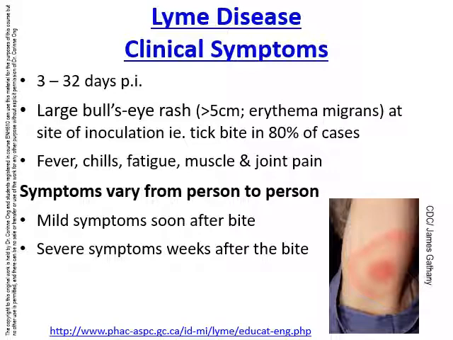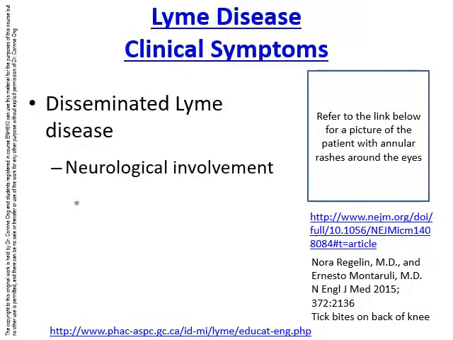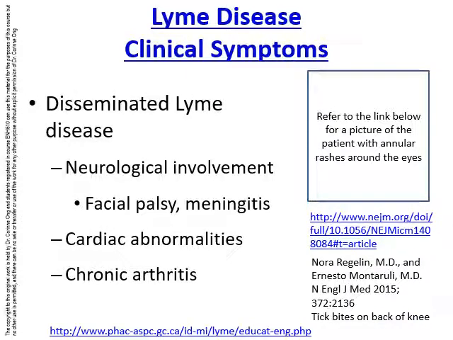This may also be accompanied by flu-like symptoms, although the symptoms are highly variable from person to person. Some may have mild symptoms soon after the bite, which become more severe later on. If left untreated, the disease may become chronic in later stages. It is known as disseminated Lyme disease when the bacteria spreads out to the rest of the body.